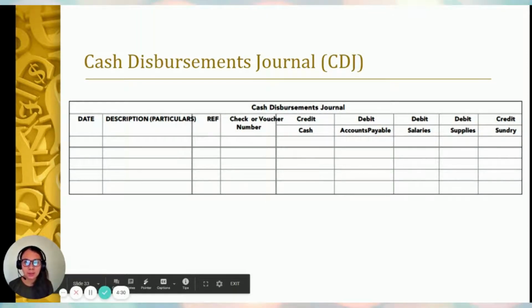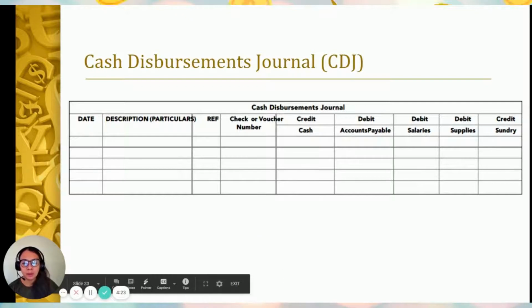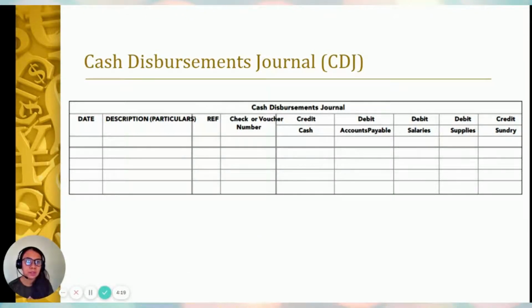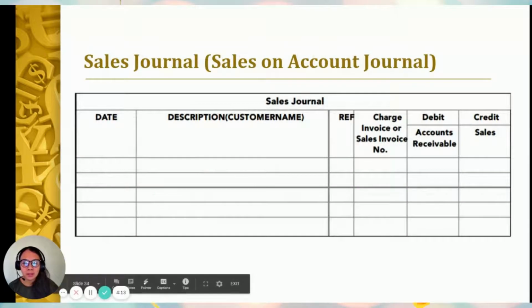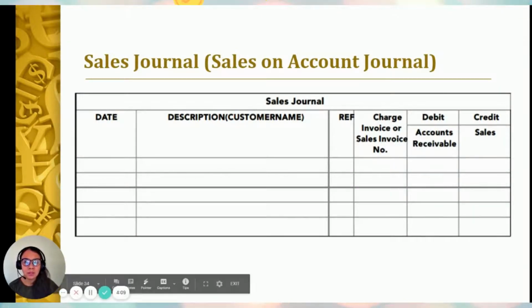The source documents used to update the cash disbursements journal are the check voucher or the cash voucher. And you may also use the cash receipts or official receipts from suppliers or vendors. Now let's move on to the next special journal, which is the sales journal or the sales on account journal.